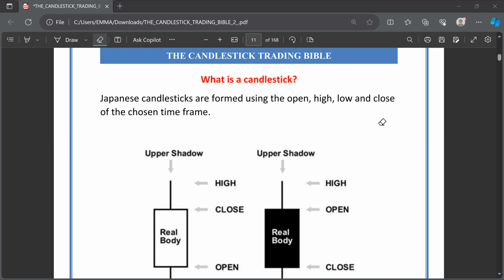Today's lesson, basically, we are going to talk about what a candlestick is. Before I delve in further, we have two types of candlesticks: the bullish candlestick and the bearish candlestick.